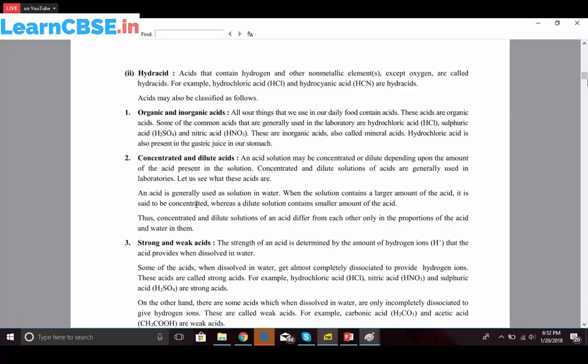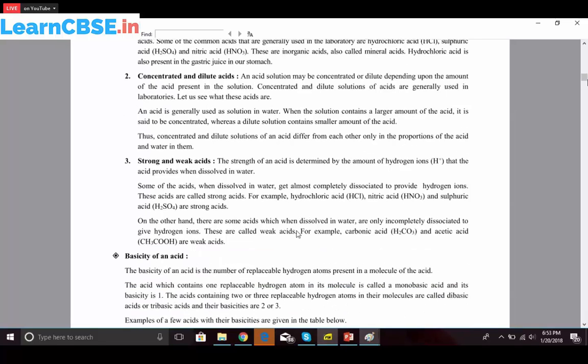All acids are generally soluble in water because they can form plus and minus charges, so they are polar. Polar molecules can dissolve in polar water molecules. When the solution contains a large amount of acid, we call it concentrated. When the solution contains a smaller amount of acid, which has a large amount of water in turn, we call it a dilute solution. So the concentrated and dilute solutions of an acid differ from each other only in the proportion of the acid, that is, the ratio between the water and the acid.